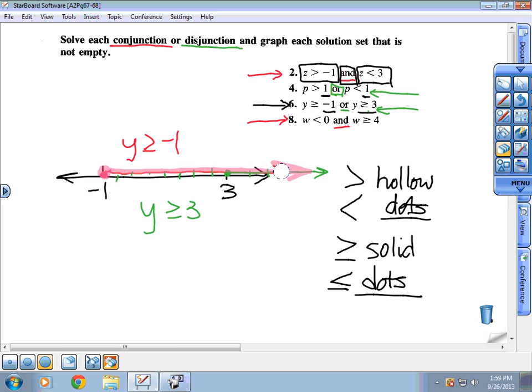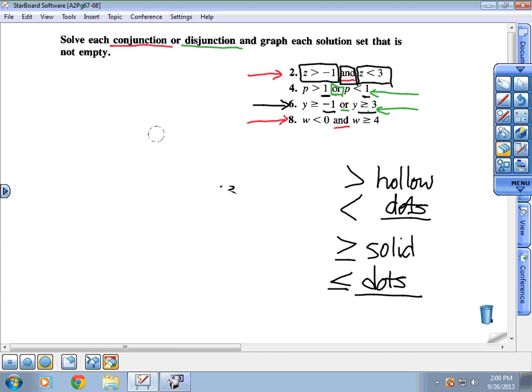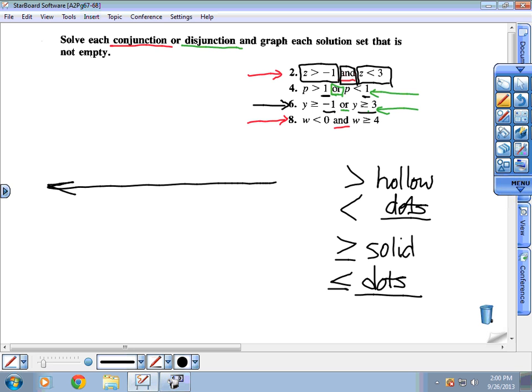Next, we have another conjunction with an and. So we're going to do that one. W is less than 0. We have our number line. We have 0, and our other point is +4. Put them on the number line. I'm going to do these in 2 colors. W is less than 0, but it's not equal to, so it's a hollow dot. Less than 0. Greater than or equal to 4.